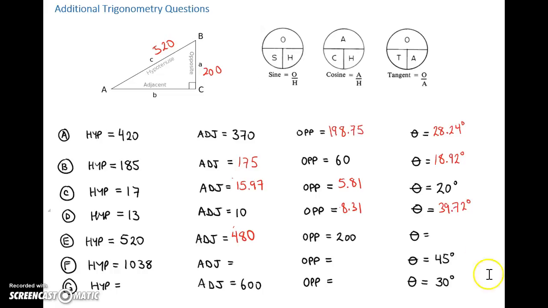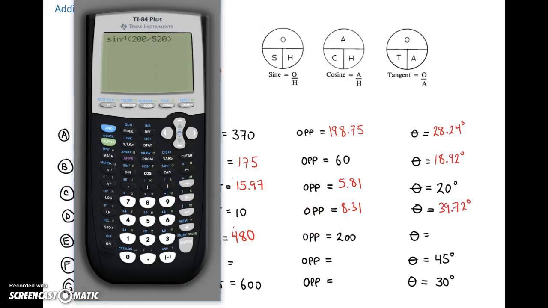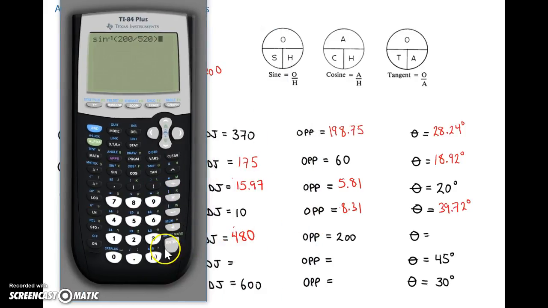Okay, and then we're looking for an angle. Well, we use our given values, opposite and hypotenuse. Opposite and hypotenuse. So we'll use sine. So 200 over 520. Okay, so second function, inverse sine of 200 divided by 520. Looks good. Angle of 22.619. We're definitely rounding that one up because we've got a 9 here, so 22.62.